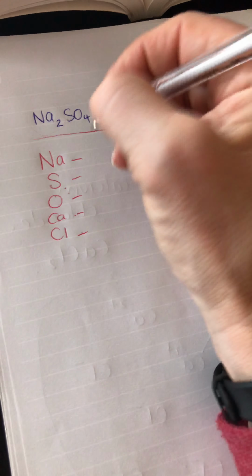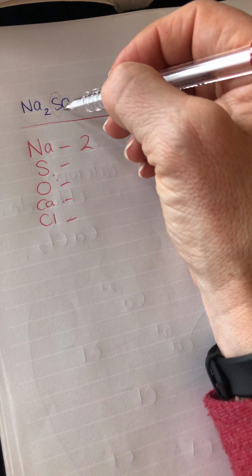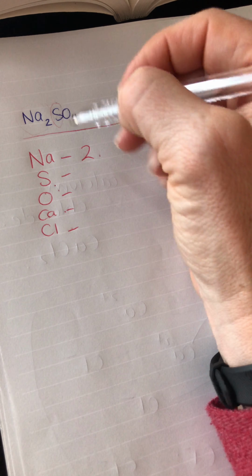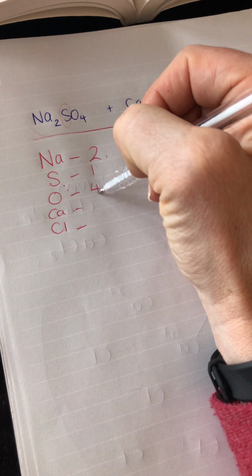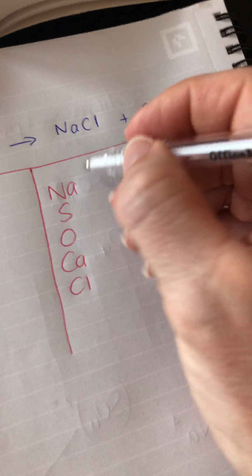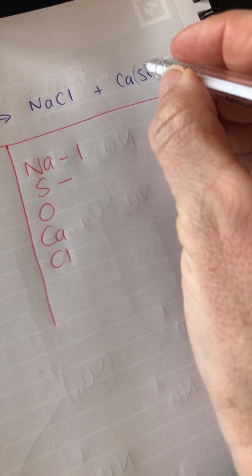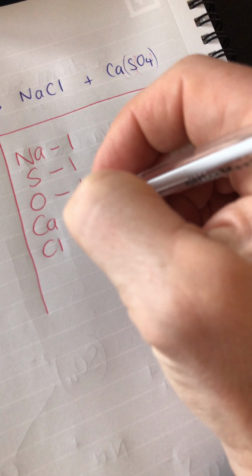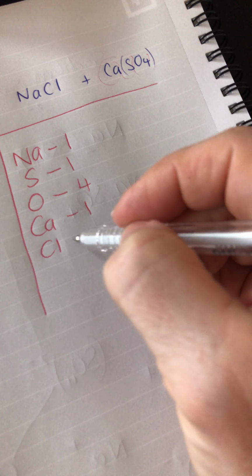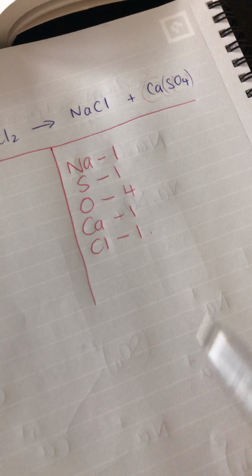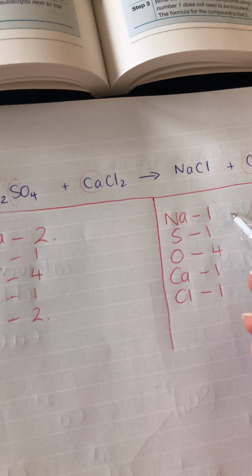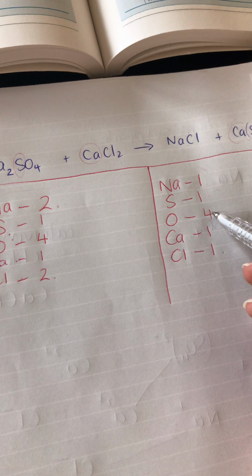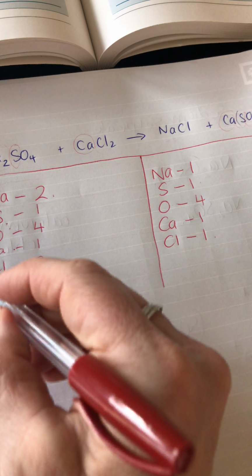So sodium, I have 2. Sulfur, remember the 4 is just for that O. Sulfur, I have 1. Oxygen, 4. Calcium, 1. Chlorine, 2. Then I go over here and do exactly the same. Sodium, 1. Sulfur, 1. Oxygen, 4. Calcium, 1. And chlorine, 1. Now you can see here that this is not balanced yet. Sulfur is okay, oxygen is okay, calcium is okay, sodium and chlorine are not balanced.